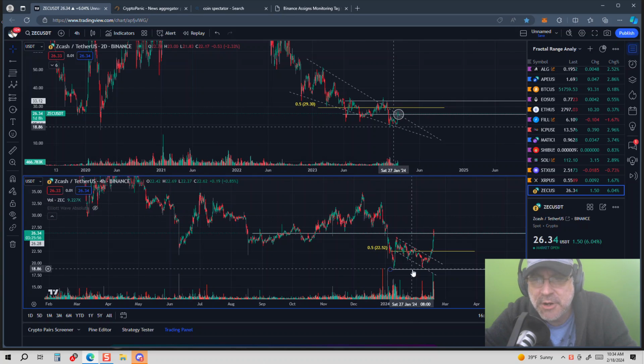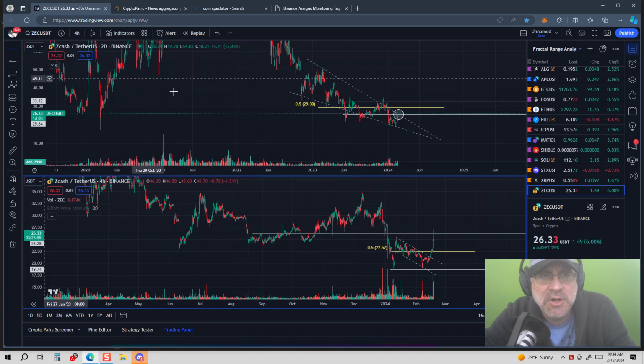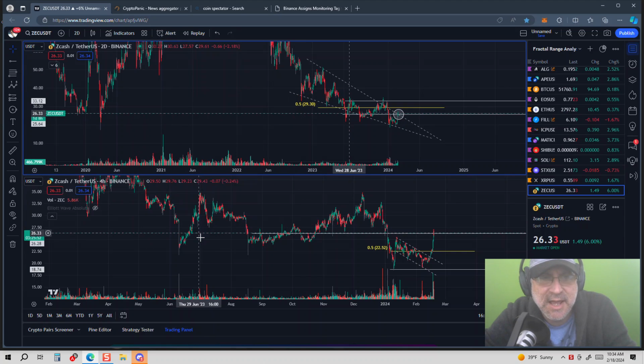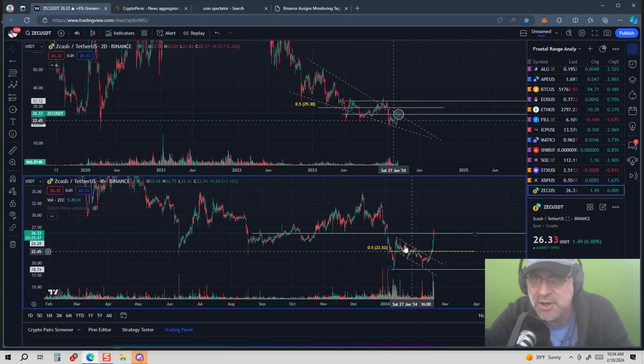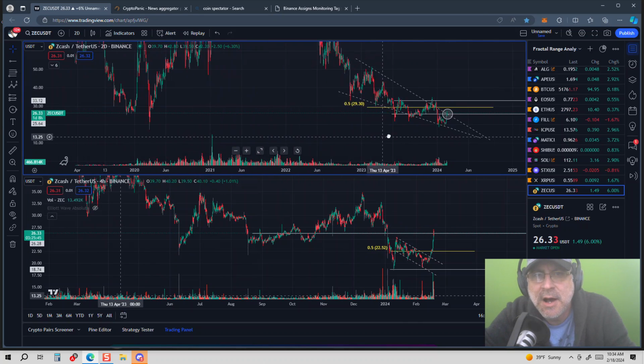Here we are on the macro. Here we are on the micro. The macro is on the 2-day, and the micro we are on the 4-hour, just to let you know. So these are fractal ranges.